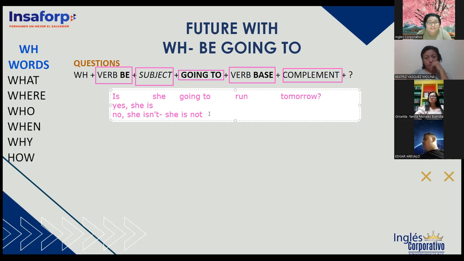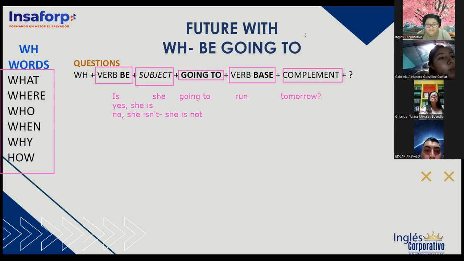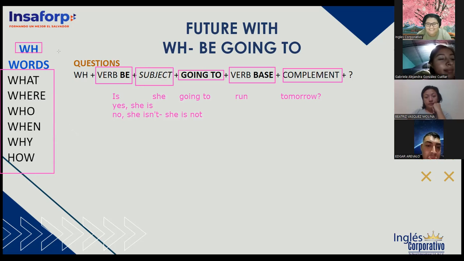Cuando yo agrego una WH word, ¿cuáles son las WH word, guys? ¿Cuáles son? What, where, who, when, why, how. ¿Por qué le llamamos WH? Según lo que ven en pantalla. ¿Por qué creen que le llamamos WH? Son las dos iniciales. Exactly. Aunque hay algunas que no, como how, right? Pero igual, entran en ese mismo paquete de las WH.